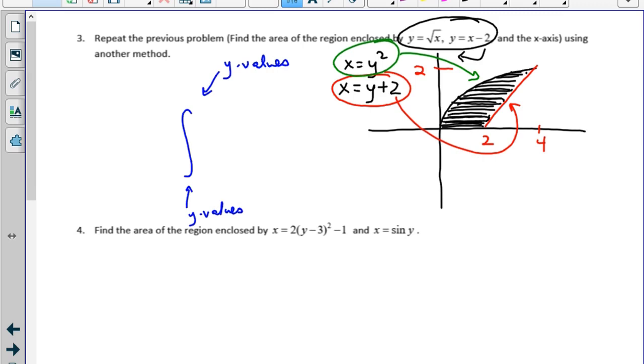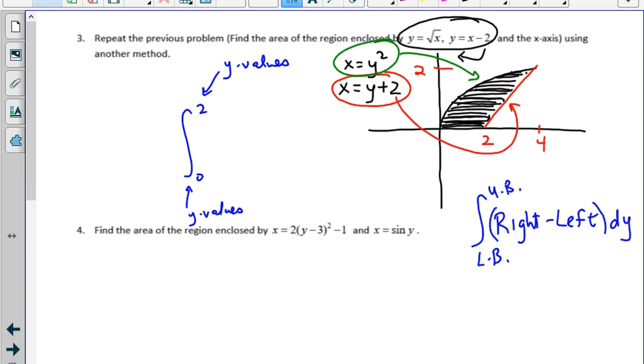So I'm going to take the integral from 0 to 2, and I need the right minus left. So this might be something that you want to write down. If I'm doing this in terms of y, I still have a lower bound and I have an upper bound, but it's going to be right minus left dy. So if I take a look at the rightmost curve, that's y plus 2. And then I'm going to subtract the leftmost curve, which is y squared. And then that'll be dy.